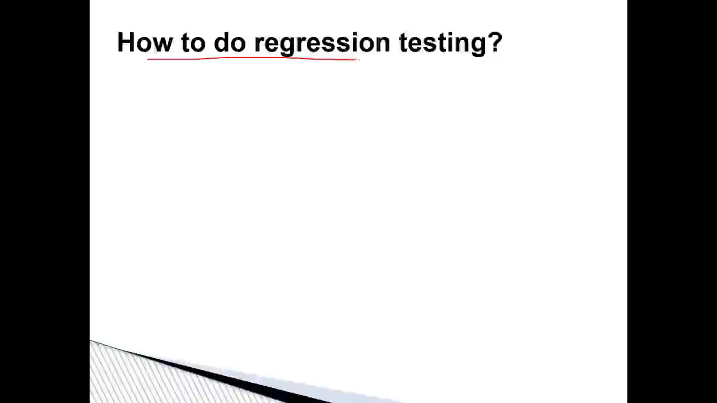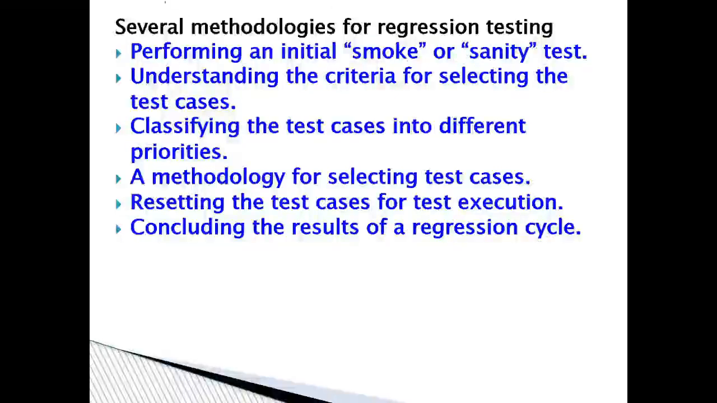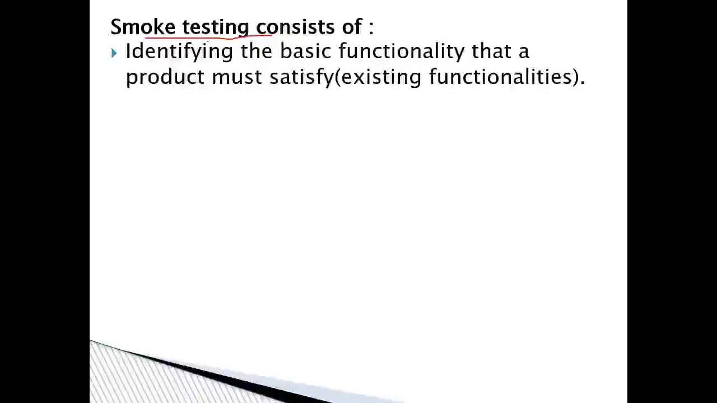Now we'll see how to do regression testing. There are various methods to perform regression testing. The first one is performing an initial smoke or sanity test. To perform regression testing, first you need to perform a sanity test or smoke test. It consists of identifying the basic functionality that the product must satisfy. First of all, you need to identify which are the main functionalities of the product and which are very important to work, and whether those are working or not.